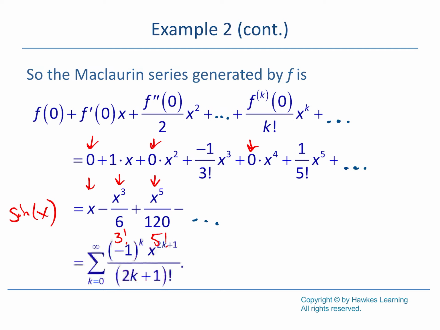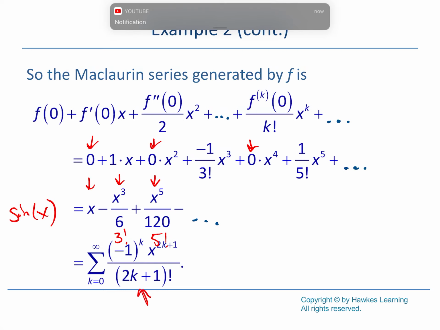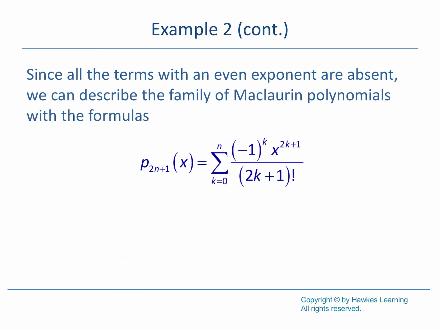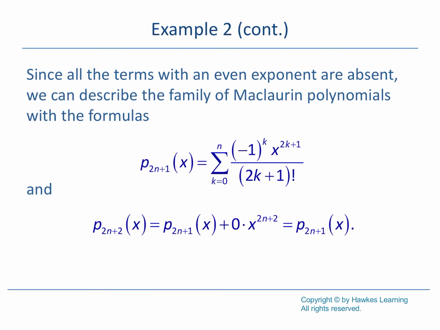And there it's just written out in general. All of the terms that survive here look like that. These are just all the odd values. Okay, great. And here we're describing the family of Maclaurin polynomials.